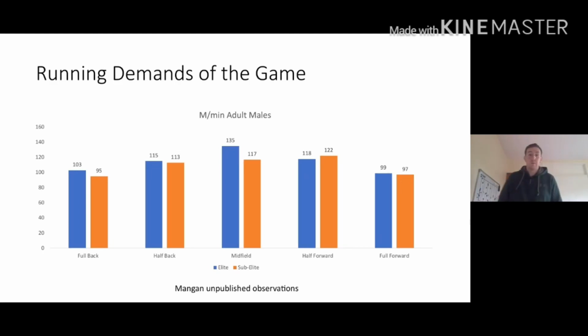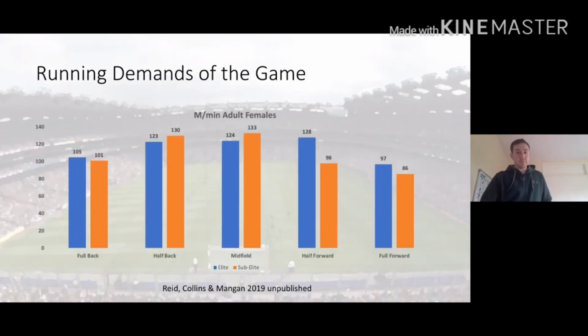When we look at this in terms of meters per minute, so the number of meters that every player did for each minute that they're on the pitch, there's not as big a difference now. In fact, half forwards for sub-elite will actually run more than elite half forwards. Similar again then for the ladies game. So again, there's not a whole lot of variation between the positions. Half backs and midfielders in sub-elite will actually run more per minute than elite players, and then there's a large variation there between half forwards. So again, this is on a smaller sample size, so that just may be reflective of this.